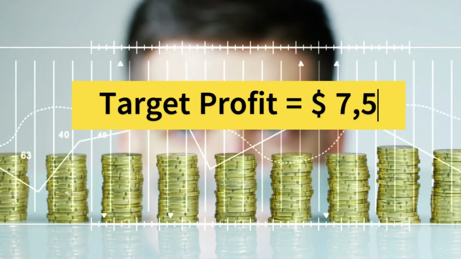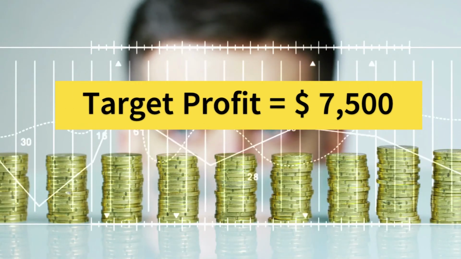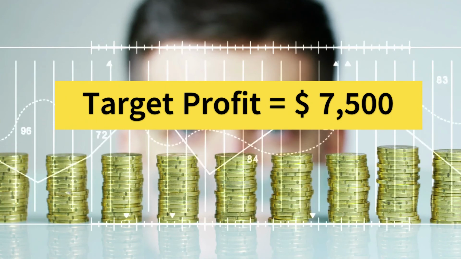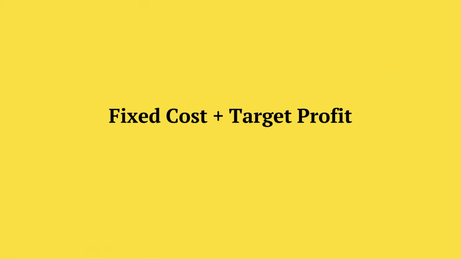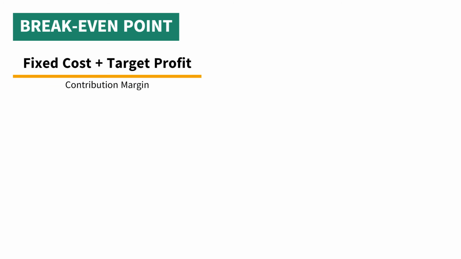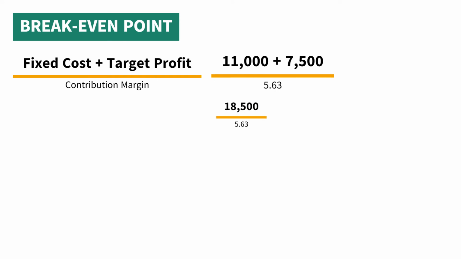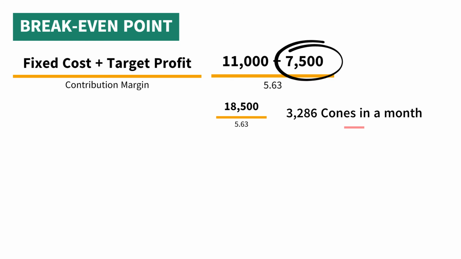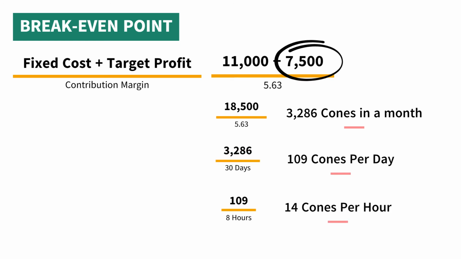Let's set target profit $7,500. To ensure this target profit, contribution margin should cover both fixed cost plus target profit. The formula should be the following: fixed cost plus target profit divided by contribution margin. Fixed cost is $11,000, target profit equals $7,500, total would be $18,500. When you divide $18,500 by contribution margin, that is 5.63, you will know that 3,286 cones are to be sold to get the profit of $7,500, which means you have to sell 109 cones in a day and 14 cones per hour.